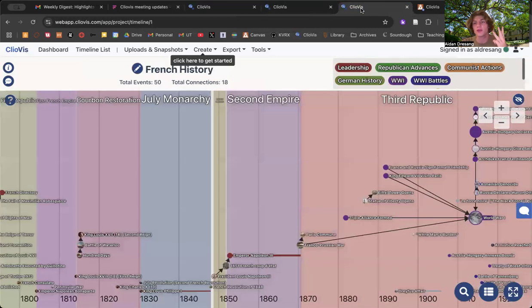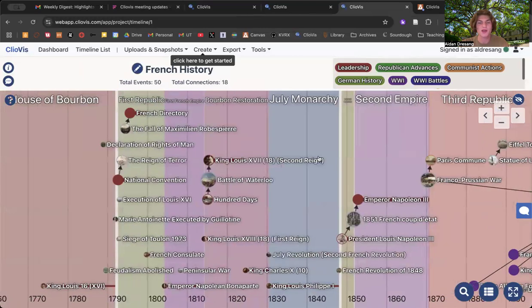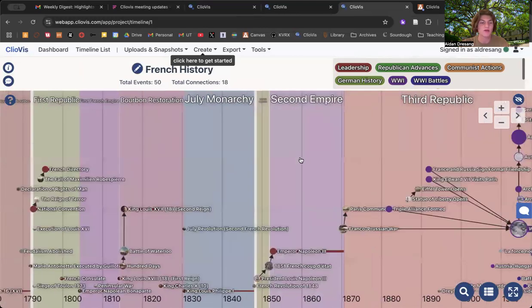Okay, the final one, the third way that I'm covering on how you can use ClioVis as a student to help you succeed is to study for an exam. So this is just a broad timeline on French history. And one of the biggest ways that psychologists say the most effective ways to study is by making things, not rote memorization.